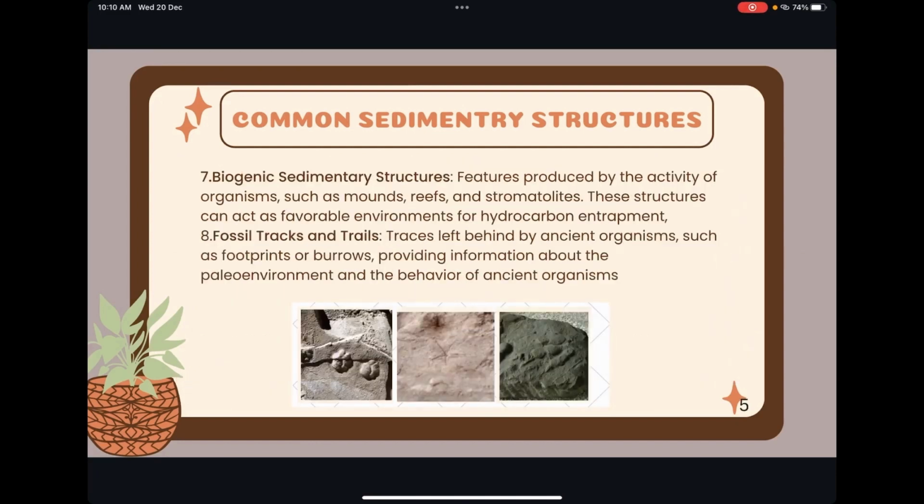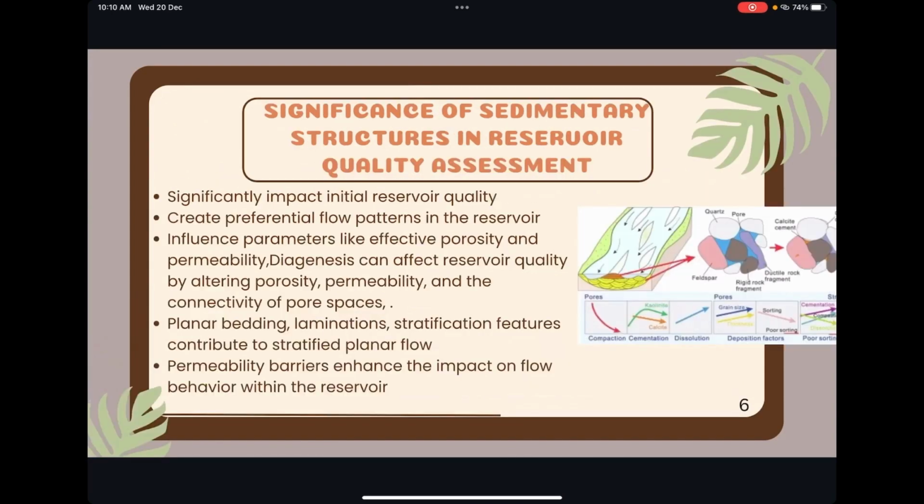And also we have biogenic sedimentary structures, which are caused by the activity of organisms, such as mounds, reefs, and stromatolites. These structures can act as favorable environments for hydrocarbon entrapment. And the final one is fossil tracks and trails, which are traces left behind by ancient organisms such as footprints or burrows, providing information about the paleoenvironment and the behavior of ancient organisms.